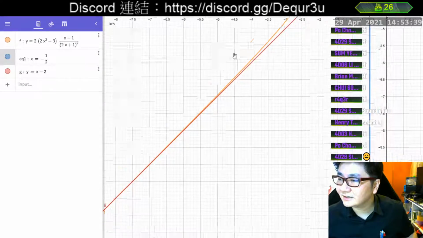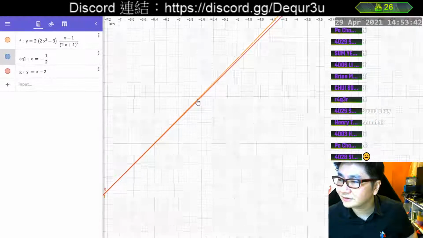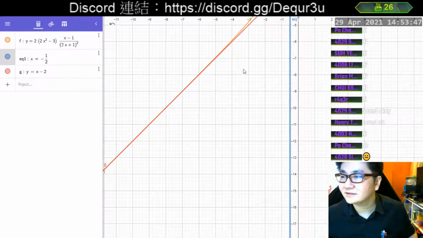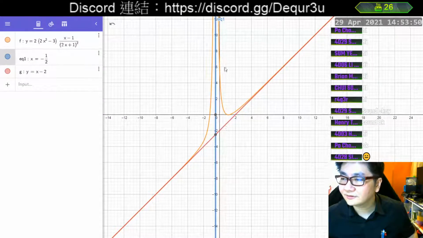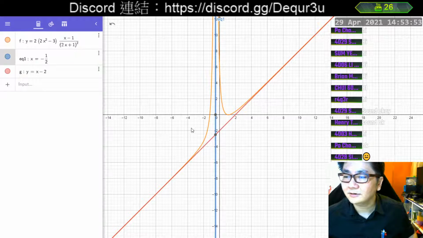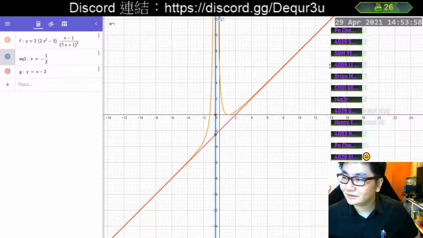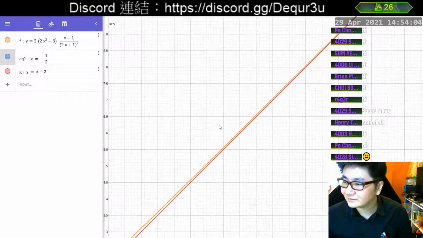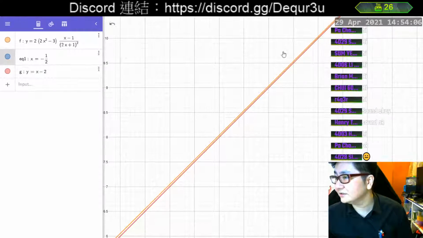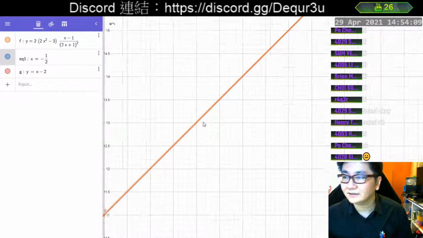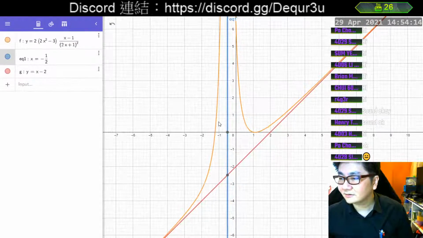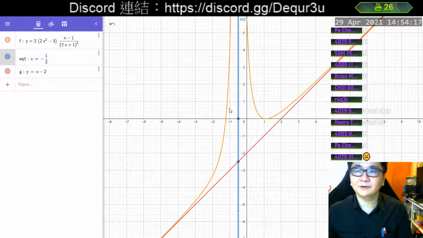If I zoom it in, you can see the orange line gets nearer and nearer to the red line. And that is exactly the idea of asymptote. You can see the graph goes nearer and nearer to the red line on both sides, both the left-hand side and the right-hand side. Also on the right-hand side, that means the positive infinity case, the orange line goes nearer and nearer to the red line. So this is the case for asymptote, and it is how we see it from the graph.